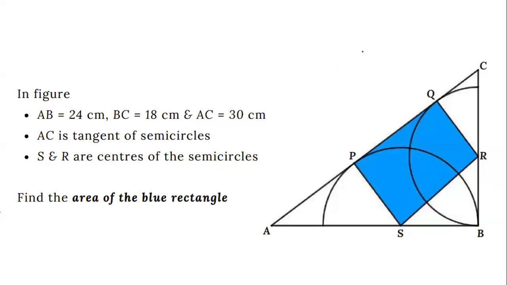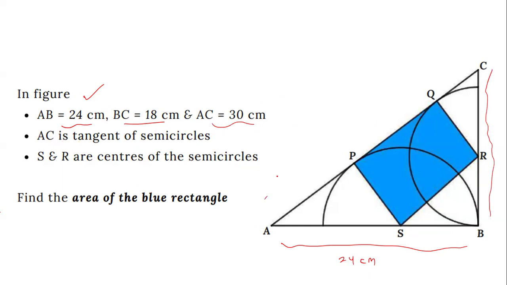So hello guys, in this video we are going to solve this problem. In this problem it is given that in the figure the AB length is 24 centimeter. So this is our AB length which is 24 centimeter, and BC length is 18 centimeter. So this is the BC which is 18 centimeter, and AC is 30 centimeter. So this is AC which is 30 centimeter.